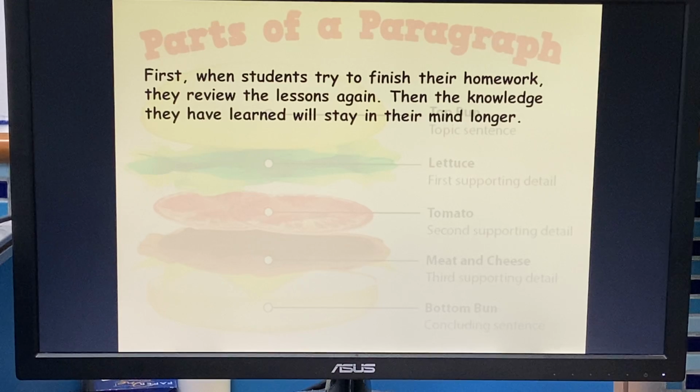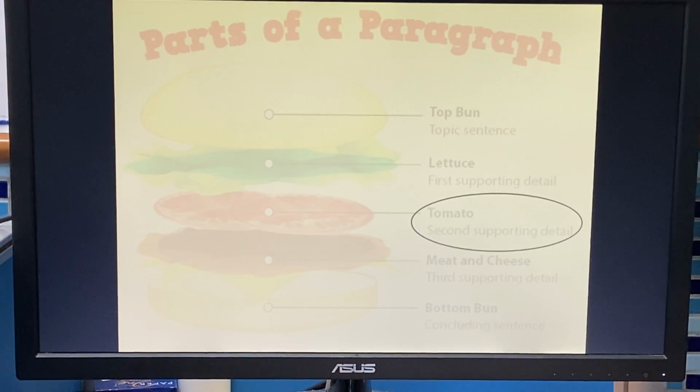First, when students try to finish their homework, they review the lessons again. Then the knowledge they have learned will stay in their mind longer. 这就是我们刚刚在想 idea 的时候第一个可以 help students study. Okay, next, second supporting detail.